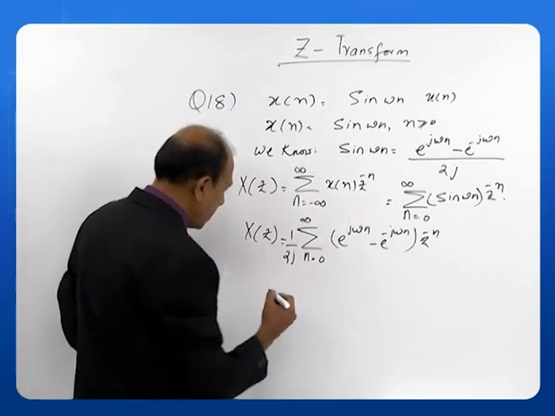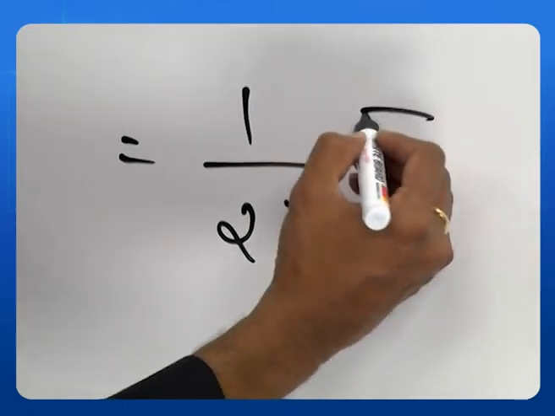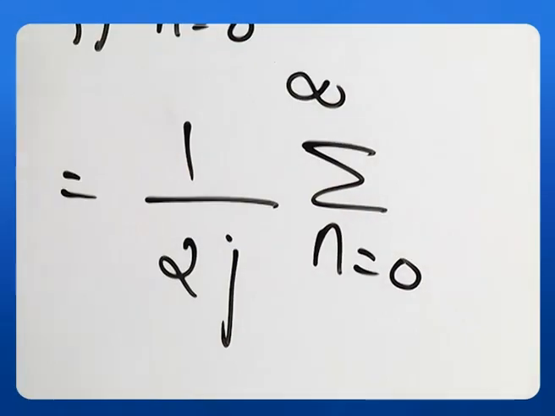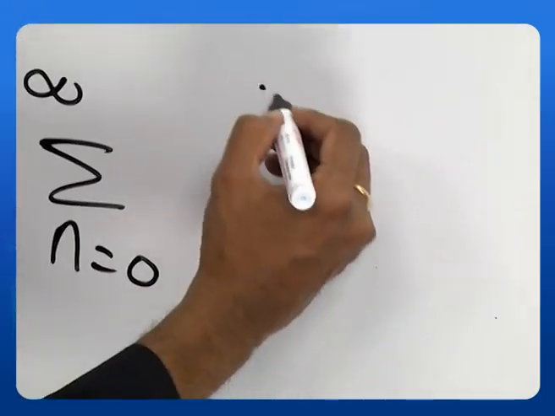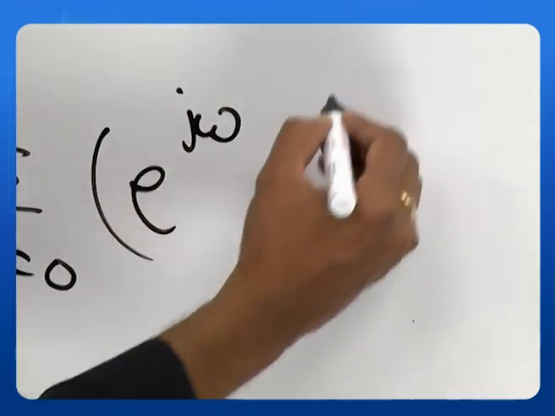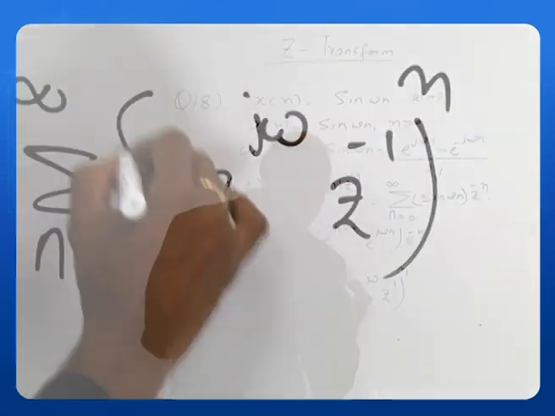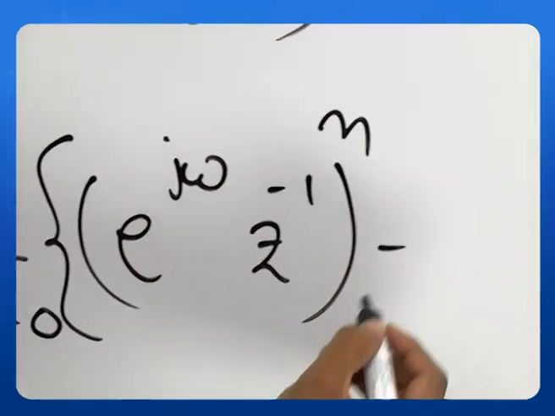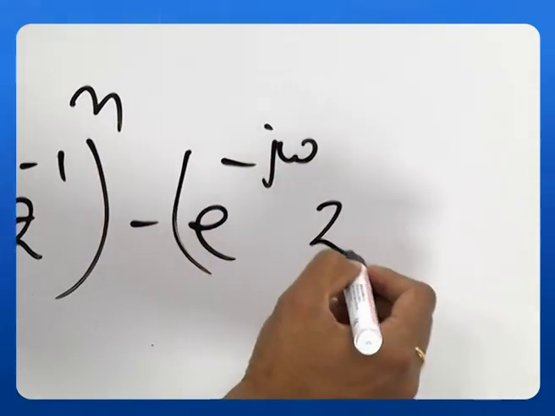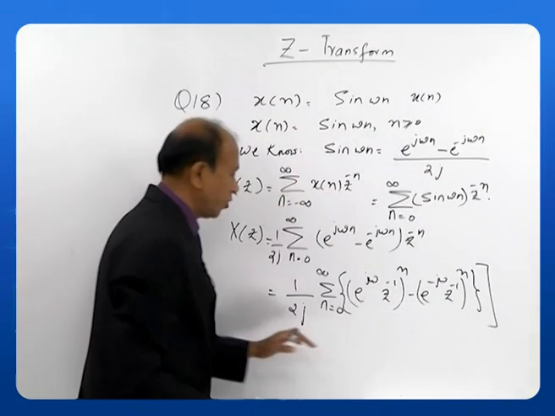So, let us again do the mathematics here. That is 1 by 2j, summation n is equal to 0 to infinity. So, this is e to the power of j omega, I am taking n common, z to the power of minus 1 whole to the power of n, the first part is taken care of. Then comes the second part, let us put a flower bracket here. The second part is e to the power of minus j omega z to the power of minus 1 whole to the power of n, close the bracket, and this is what you will get.